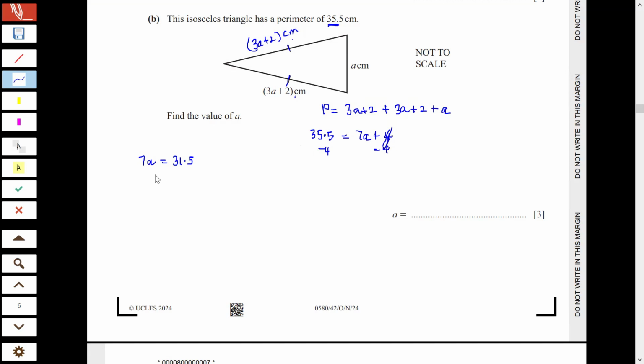To find the value of a, we have to divide both sides by 7. Divide by 7, and the 7 will cancel out the 7. The value of a will be equal to 4.5. So the value of a is 4.5 centimeters.